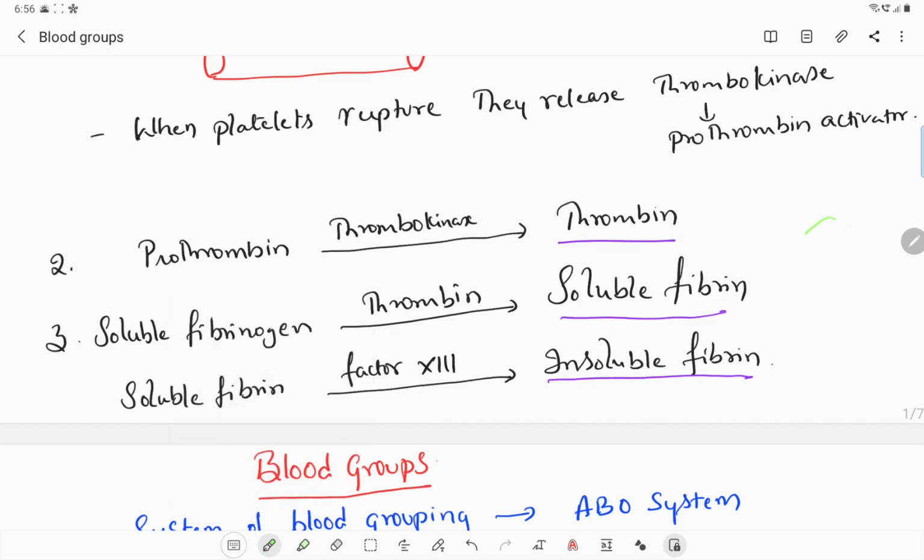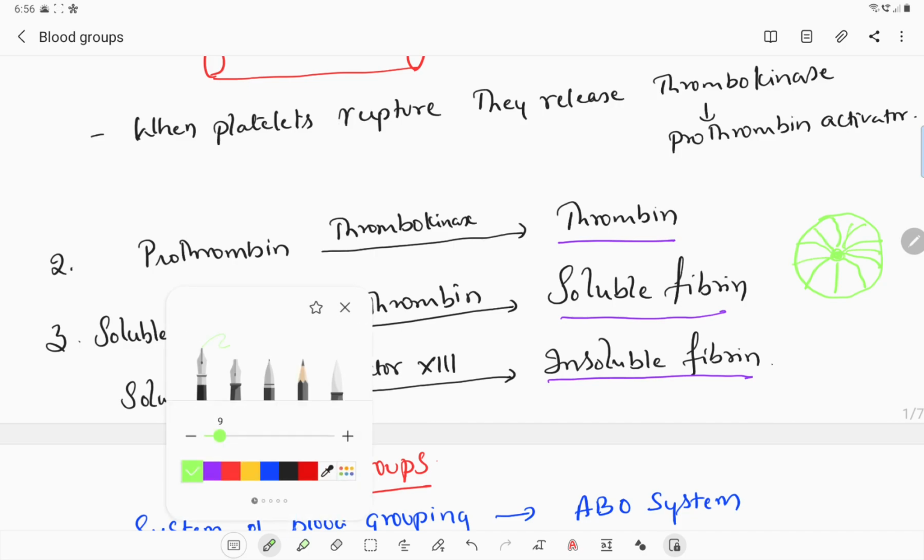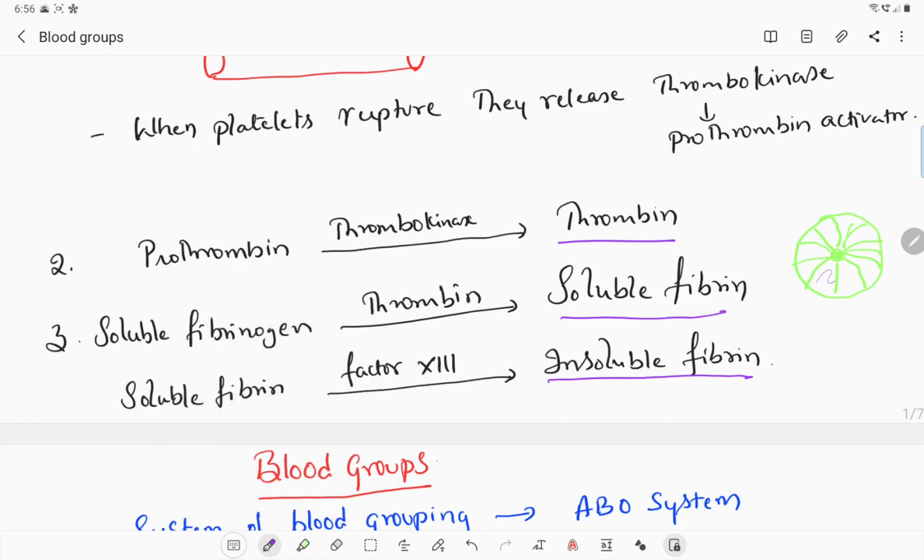Once the blood clot is formed, clot retraction occurs. What is meant by clot retraction? The fibers are pulling the ruptured wound towards the center. So all are pulling the ruptured area towards the center like this, so that there will be shrinkage in the clot. Okay, this is called clot retraction.